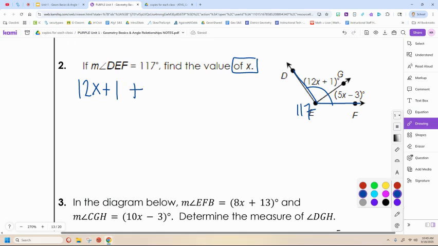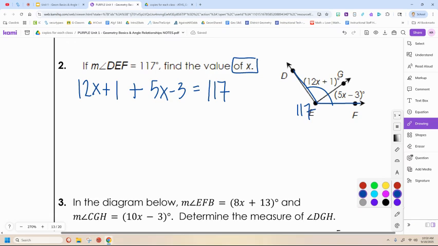Plus angle number 2, 5x minus 3 equals 117. All right, go ahead and solve. And then I have one more statement to make about some notation in here. Go ahead and solve, and then I'll come back and tell you a little quick story.